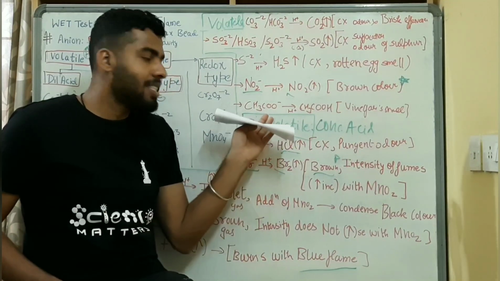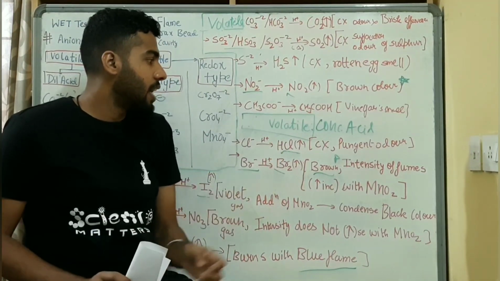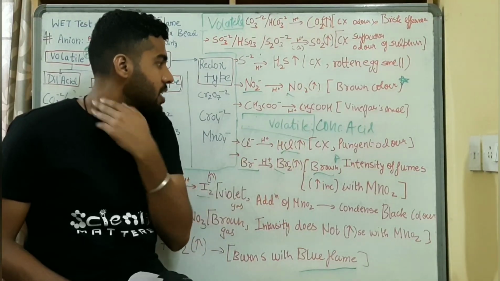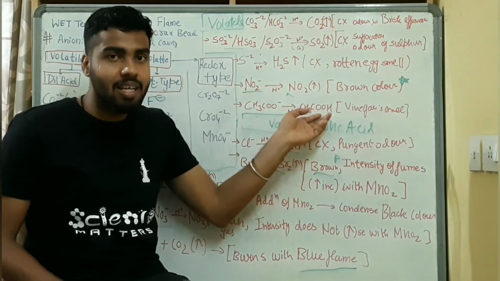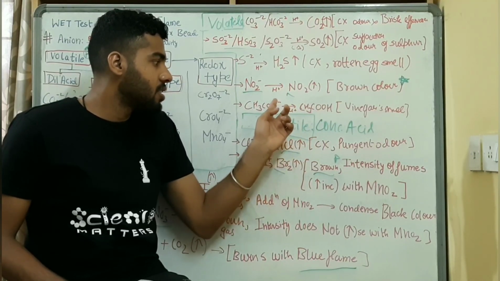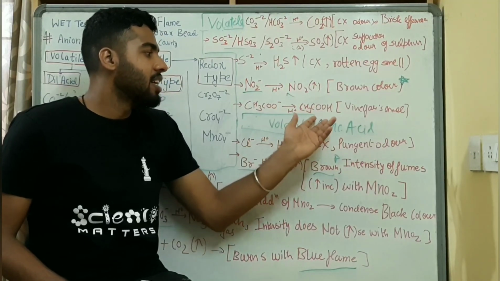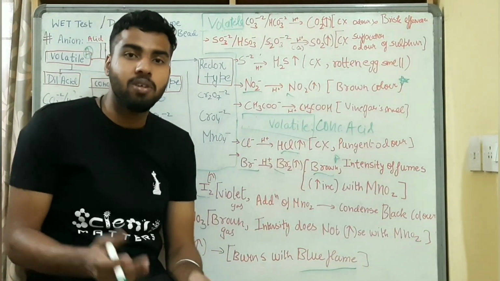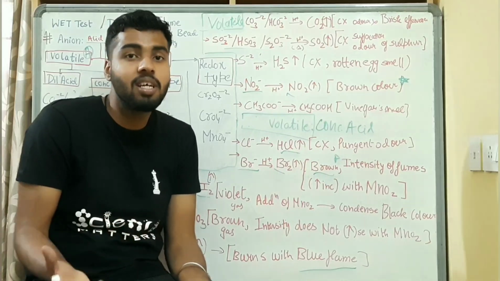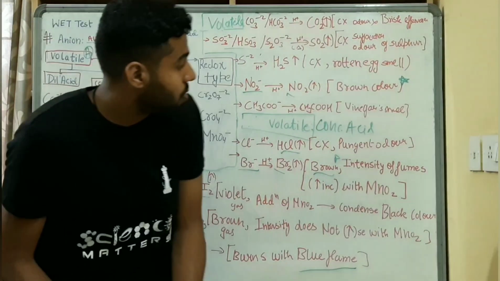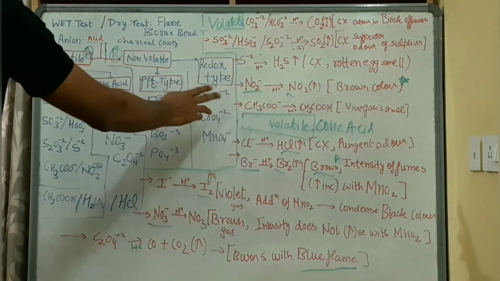Then there can be some acidic anions in your system. If you add dilute acid to CH3COO minus, it will go on to form acetic acid, which has a vinegar smell, because vinegar is actually a very dilute form of acetic acid. So that's all for the dilute acid part.